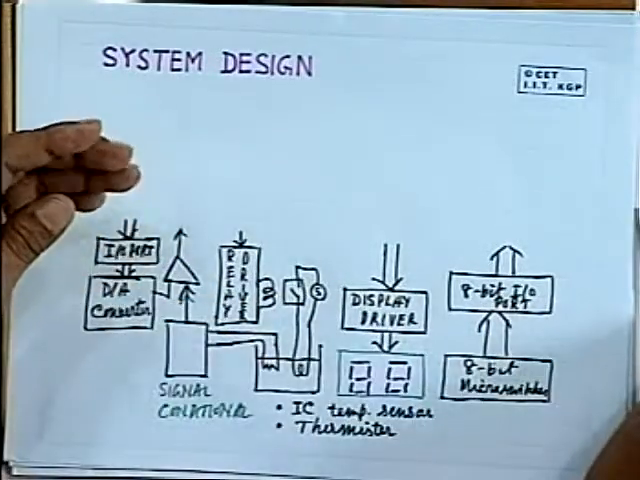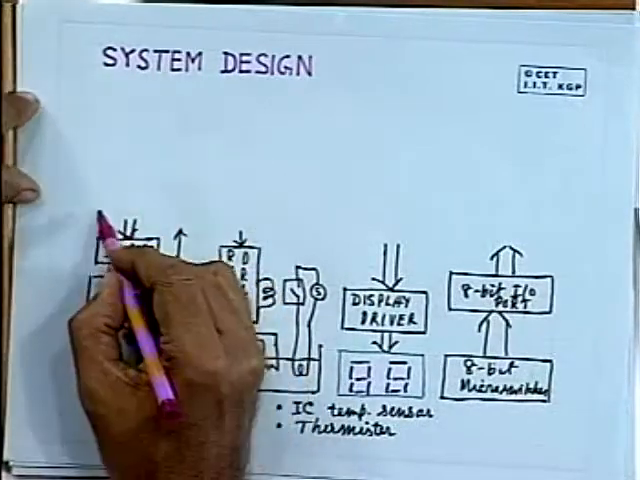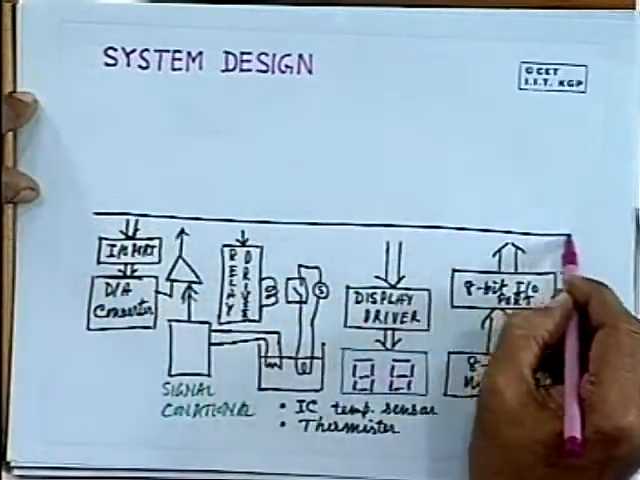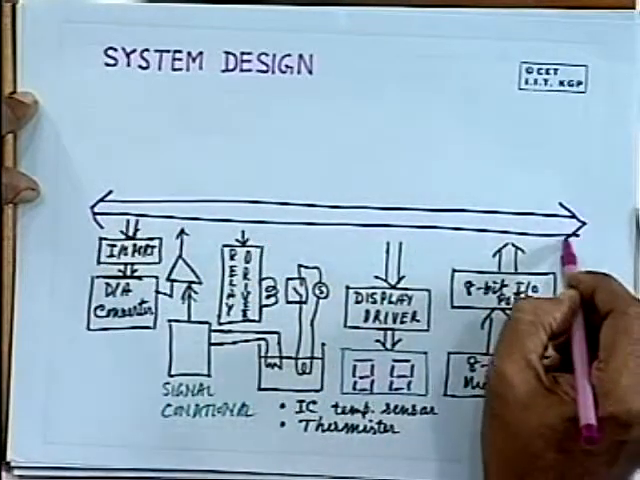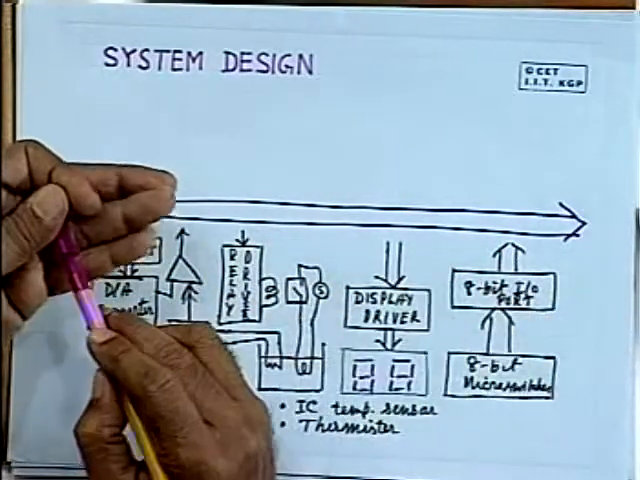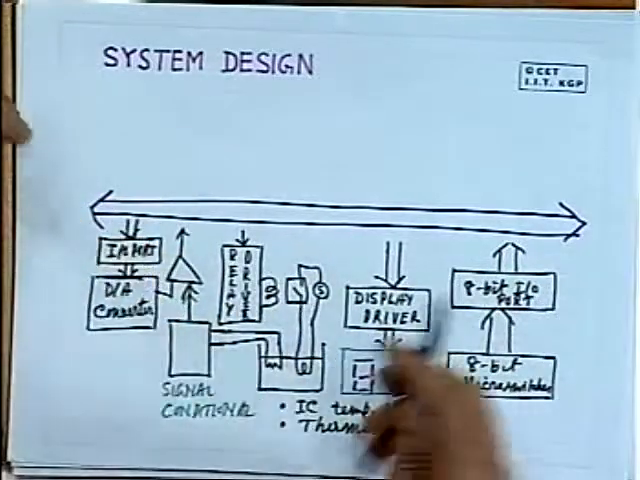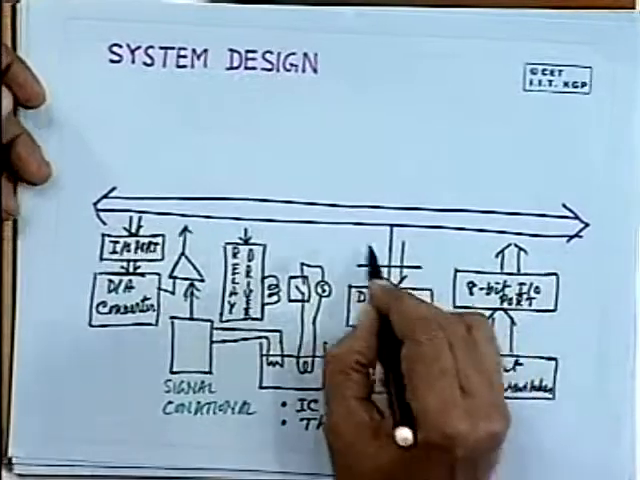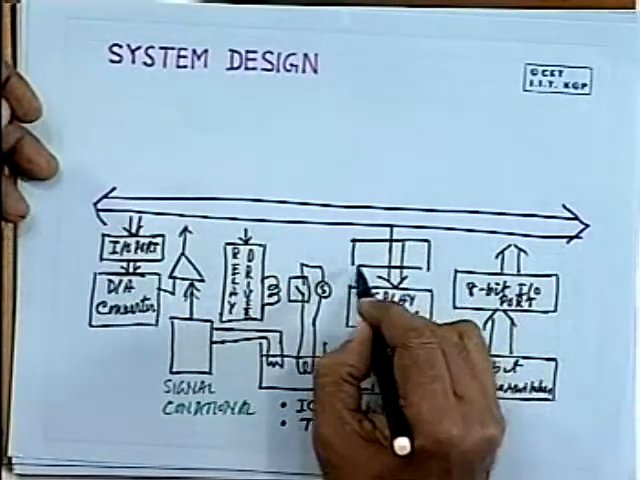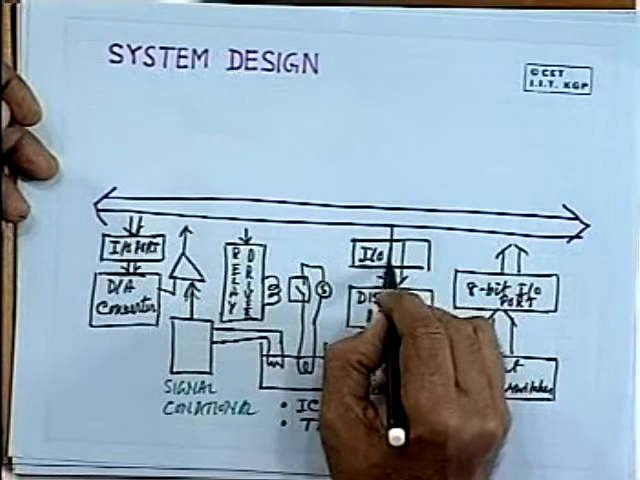Let me draw the system bus. This is the system bus of the microprocessor, to which all these port lines are connected. These devices are connected, display driver. Of course, here also you will use one IO port. It will not go directly. You will require one IO port here.